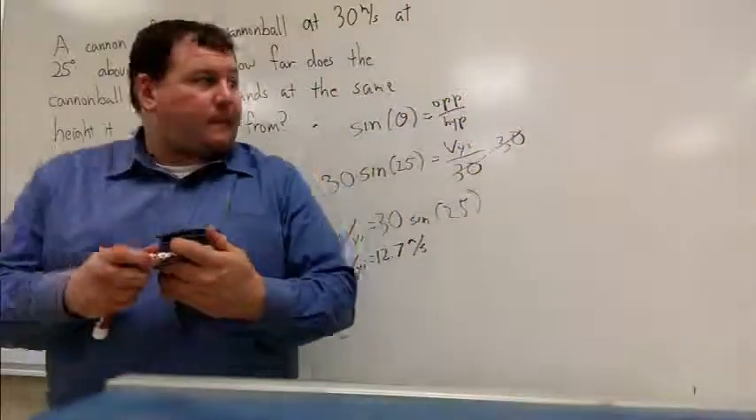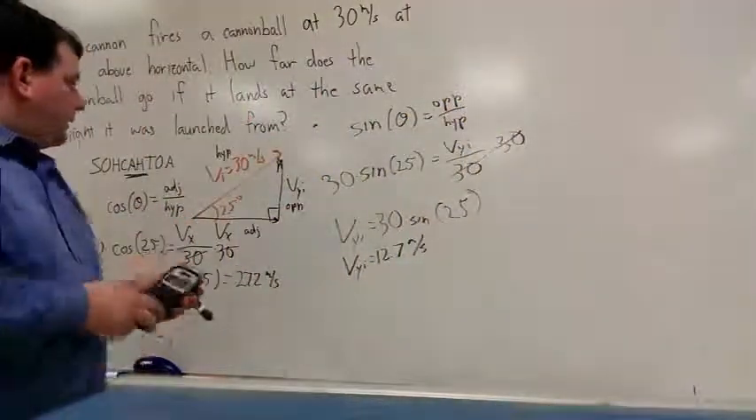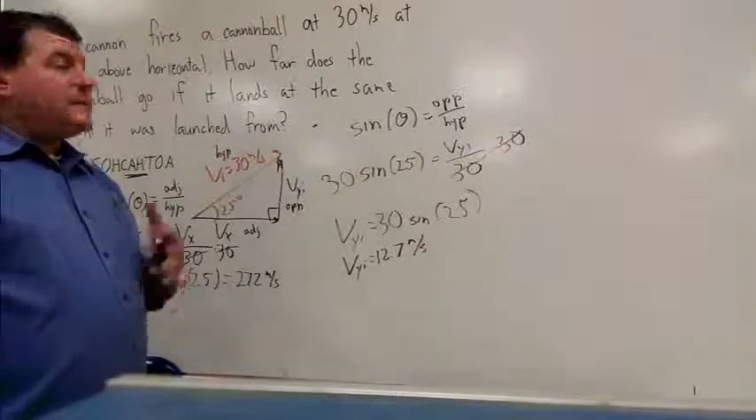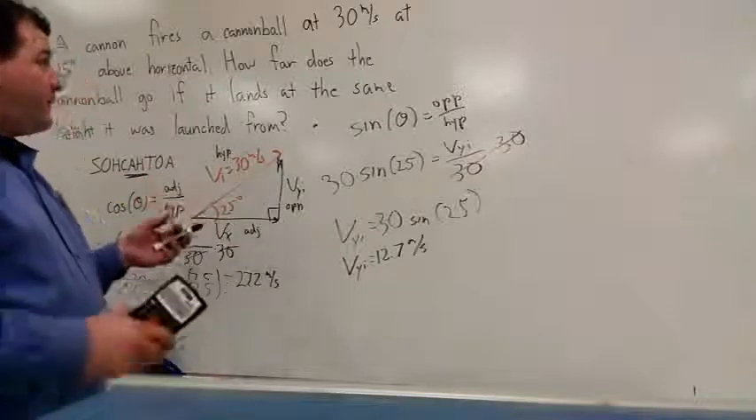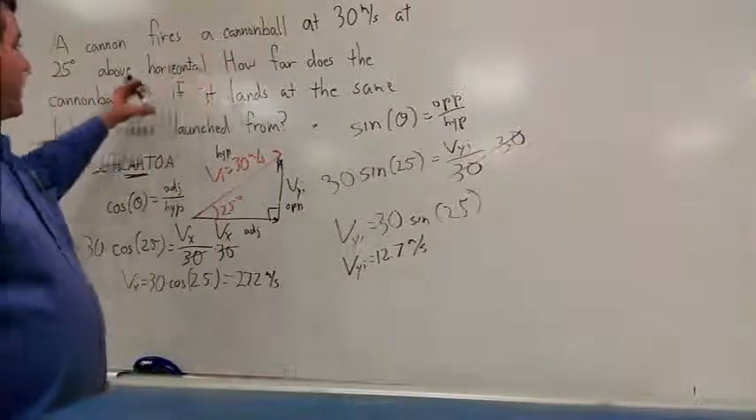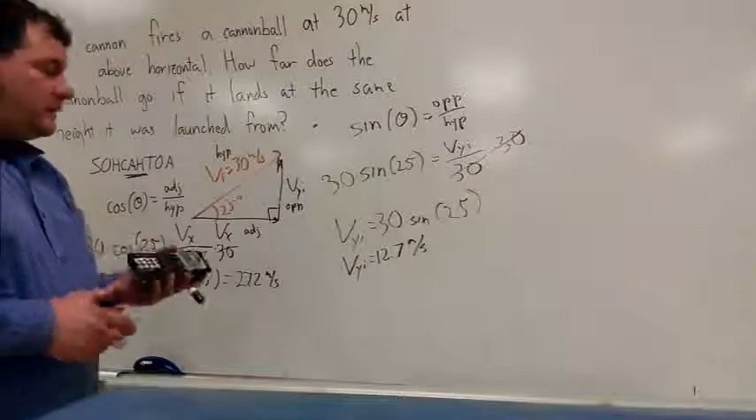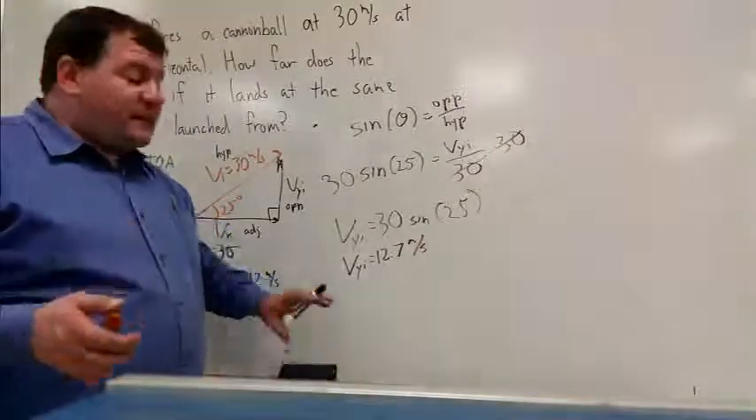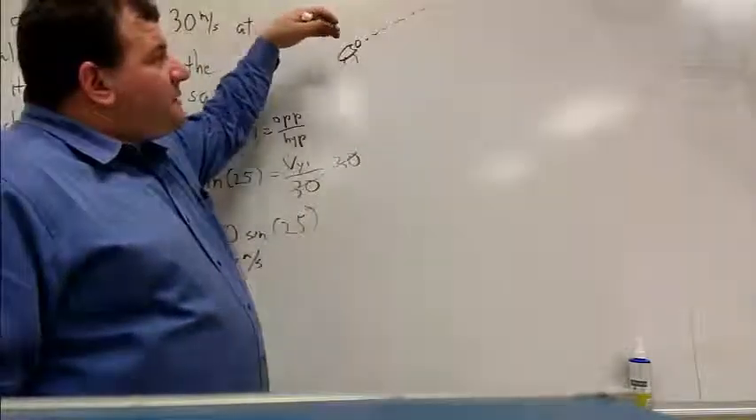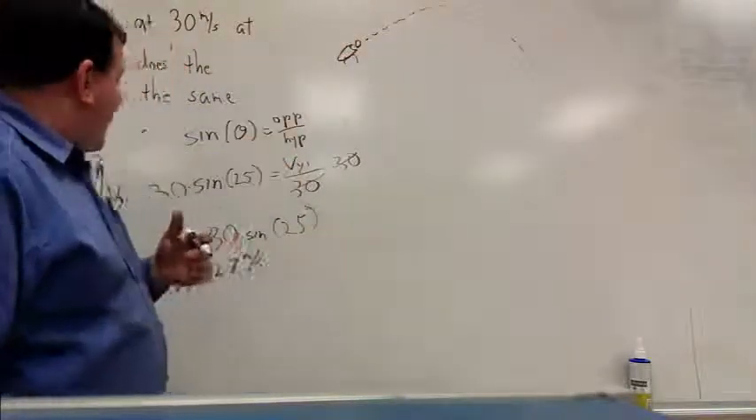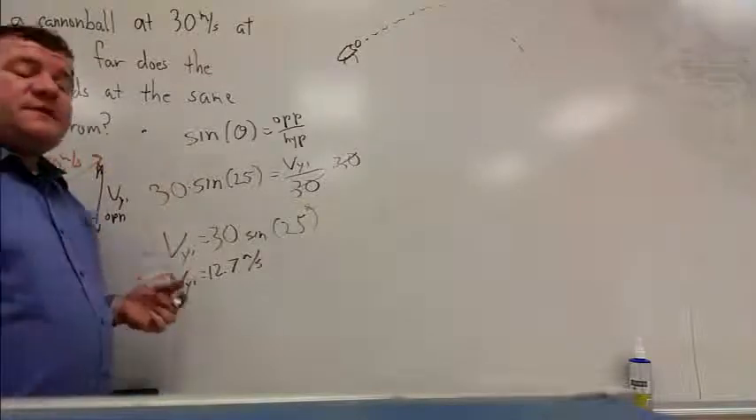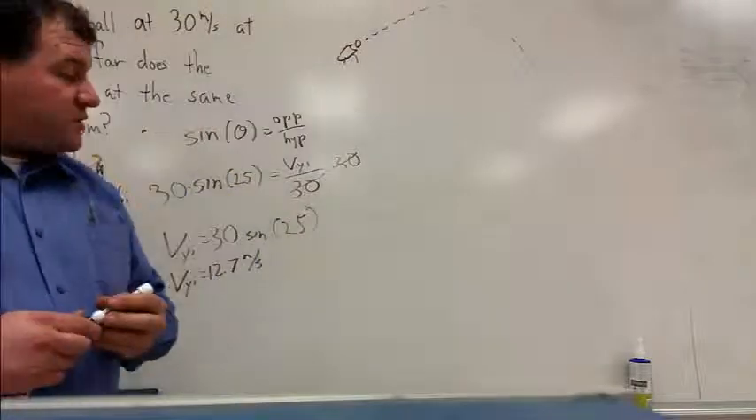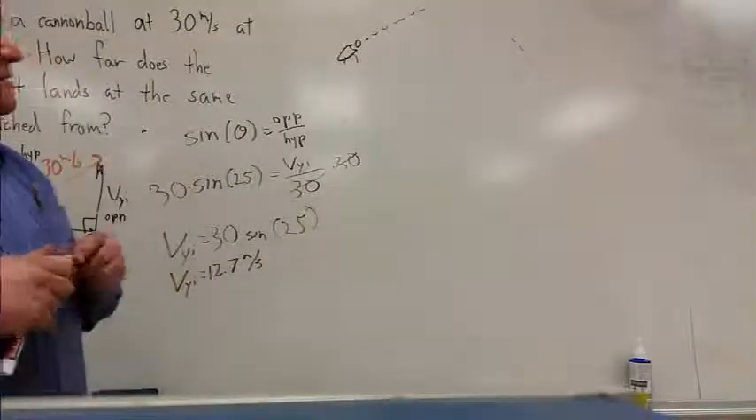Okay. I've broken up my initial velocity into the horizontal and vertical components. Now, let's see what we're really looking for here. It wants to know how far the cannonball goes. Let's draw a picture. I find that drawing a picture always helps me understand exactly what's going on. It's going to end up at the same height it starts out. I know that my initial horizontal velocity is 27.2 meters per second. My initial vertical velocity is 12.7 meters per second.